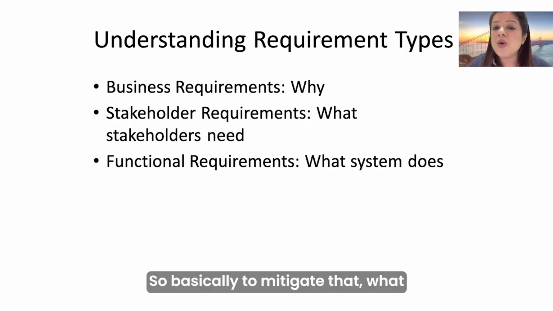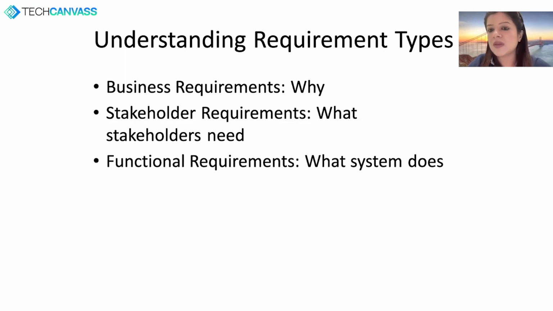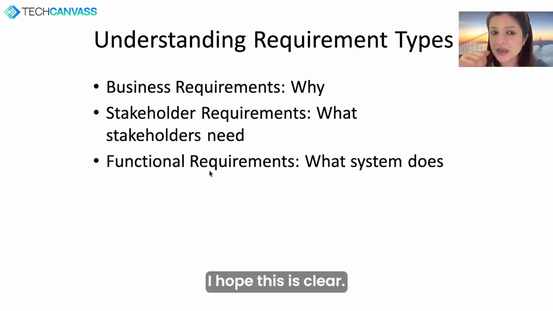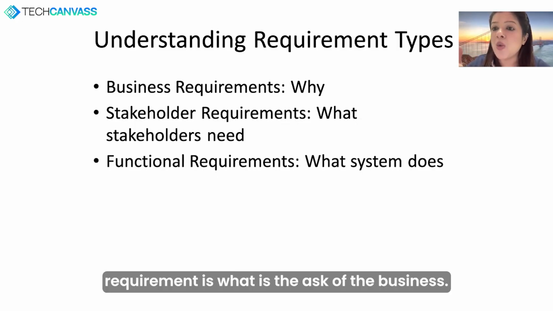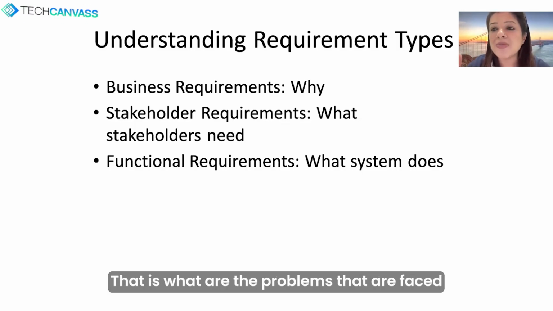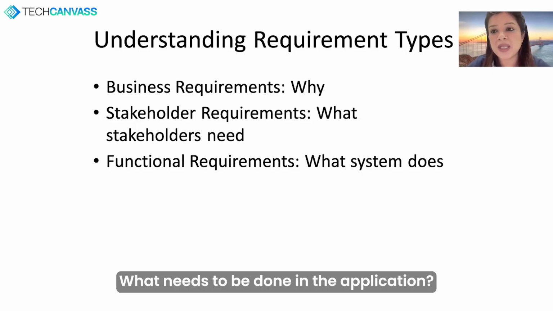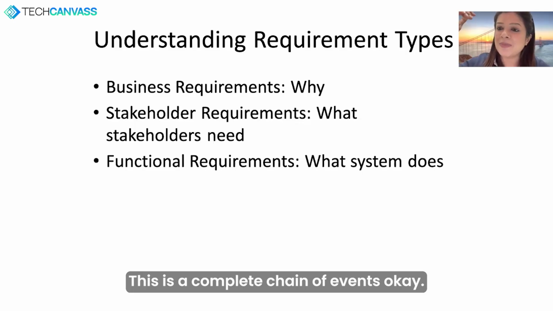Okay. So basically, to mitigate that, what changes do we need to do in our system? That is categorized under our functional requirements. I hope this is clear. So business requirement is what is the ask of the business. That is, what are the problems that are faced and how we mitigate those problems, what needs to be done in the application. This is a complete chain of events.